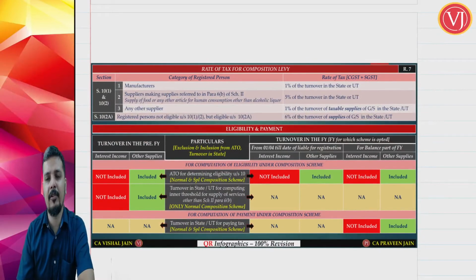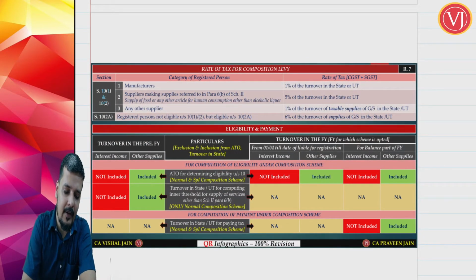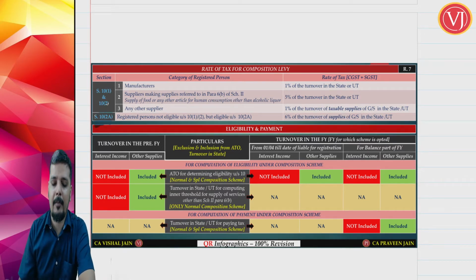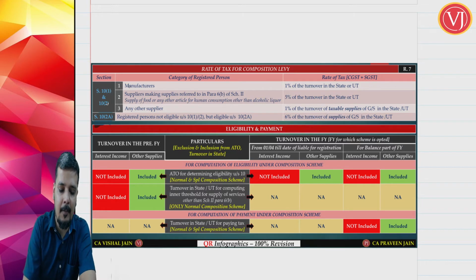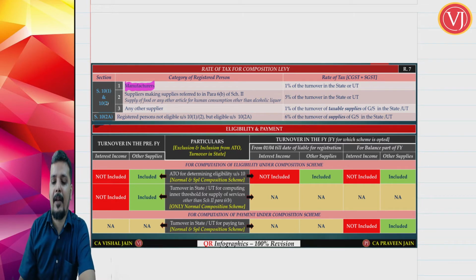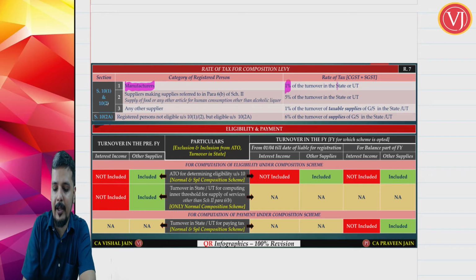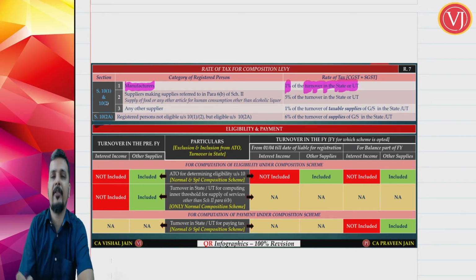When you are under composition scheme, what is the rate of tax that you have to apply? For your normal composition scheme, what is the rate of tax? For your special composition scheme, what is the rate of tax? For your normal composition scheme, if you are talking about a manufacturer, the rate of tax is 1% of state turnover. Payment is always based on state turnover.